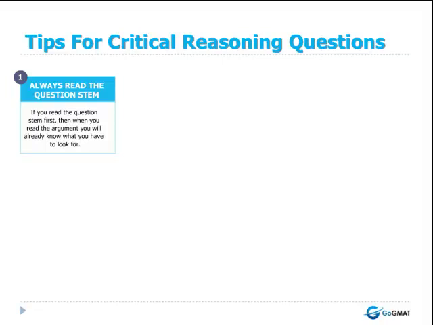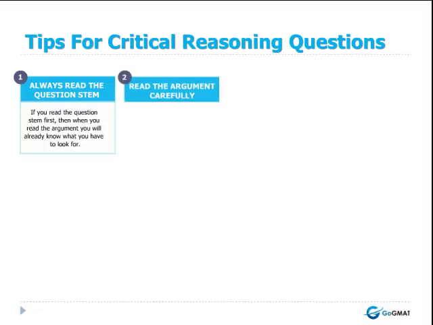If the question asks you to draw a conclusion, then you will pay extra attention to the information or evidence in the argument, and so on. There are different question types requiring different approaches that we will cover in detail, but for all question types, you should read the question stem first and only then proceed to the argument.